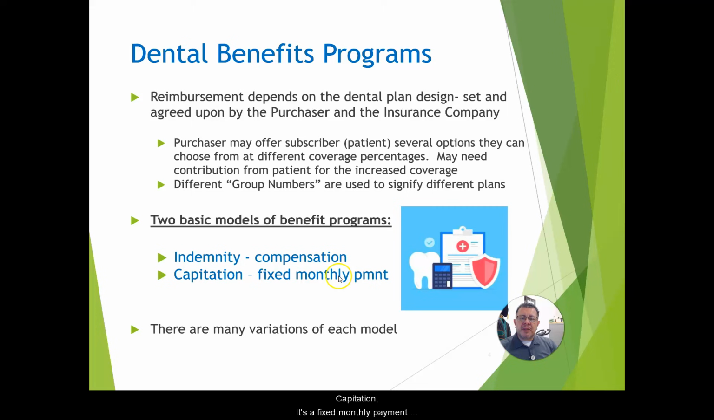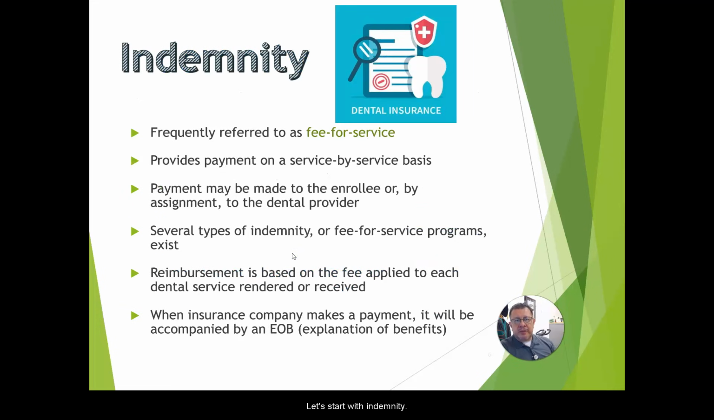Capitation. It's a fixed monthly payment that the provider will receive, okay? That's an HMO example. Now, there are different variations for each one of those. That's why we usually don't call them that way. Indemnity is the same as PPO. Capitation is exactly the same as HMO, because they're different variations, and so it can get complicated. And insurance companies want to be able to market to different subscribers, basically, and have different group numbers. Okay, variety. Okay, let's start with indemnity.